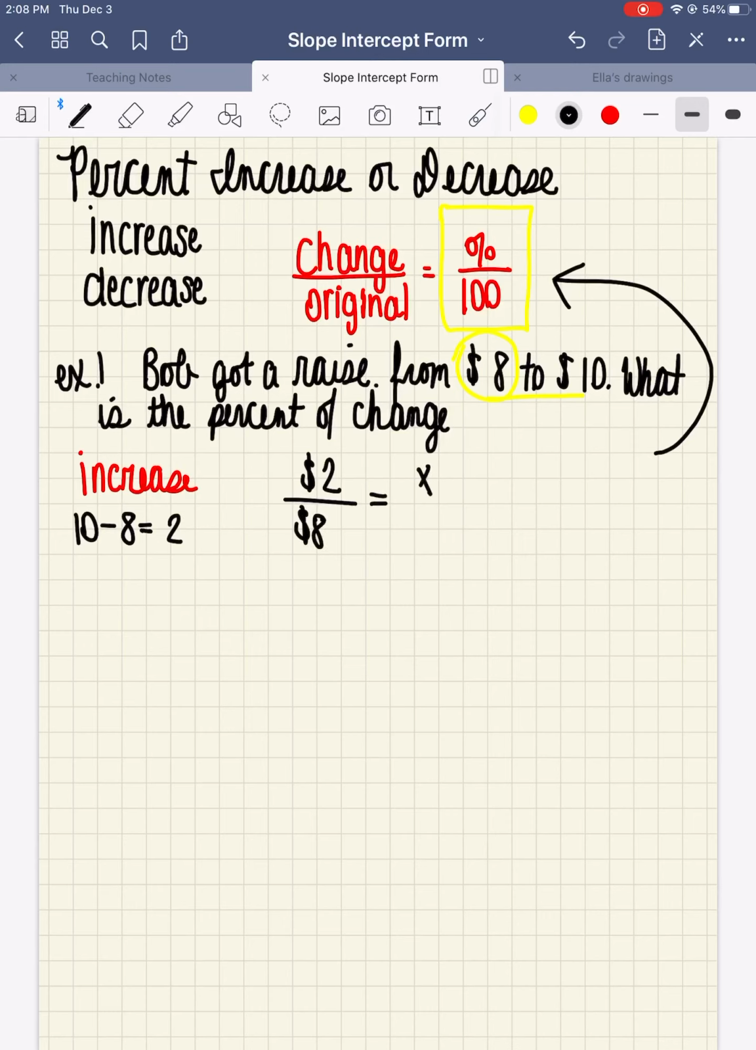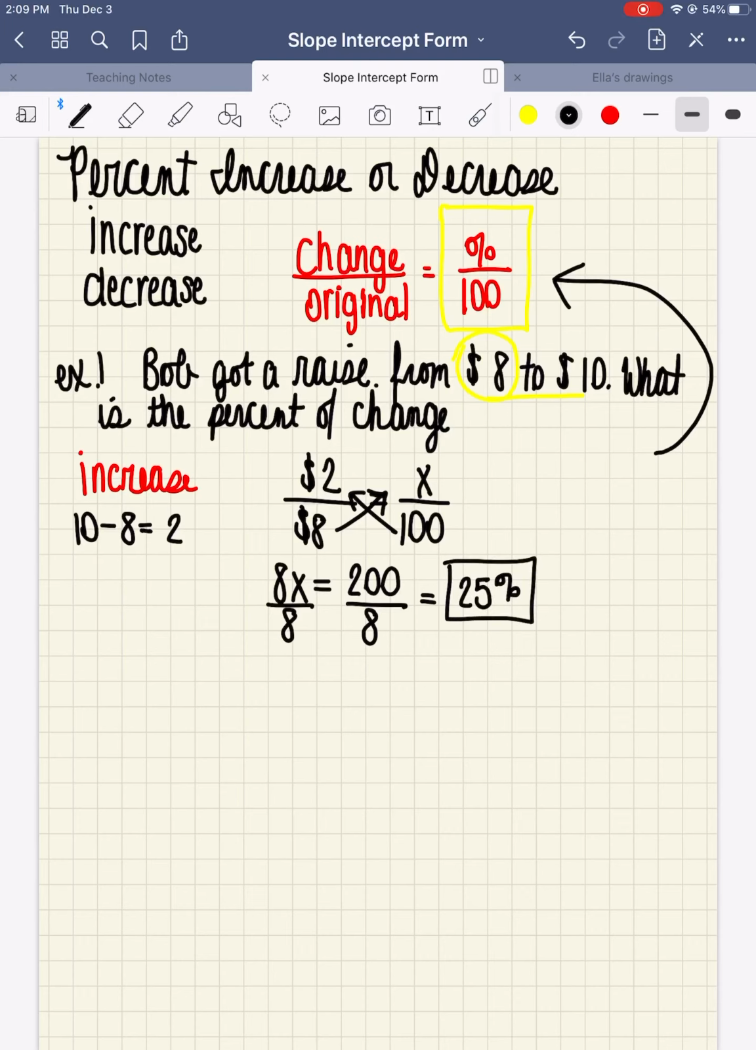I don't know the percent. That's what I'm trying to figure out. So I'm going to put a variable X there, and my 100 is always going to go here. This should look very familiar. It looks very similar to what we've been doing with solving proportions. So I'm going to cross multiply here. 8 times X gives me 8X. 100 times 2 gives me 200. I now have a one-step equation. I need to get X by itself. I'm going to divide both sides by 8, and 200 divided by 8 is going to give me 25%.